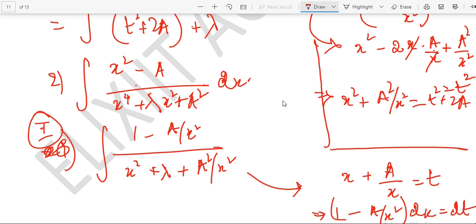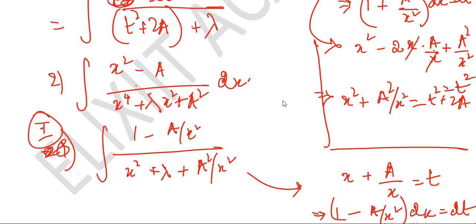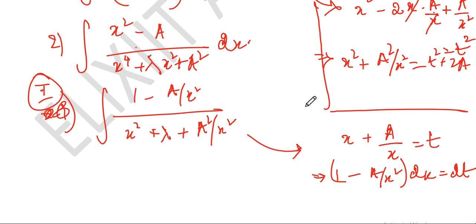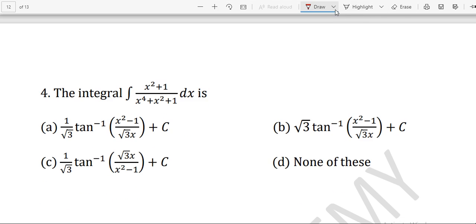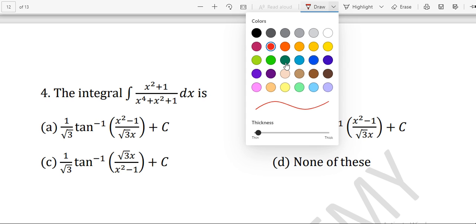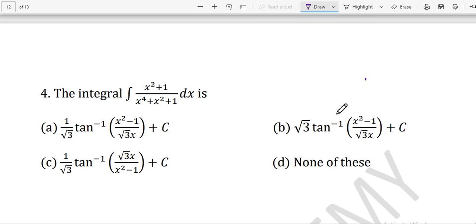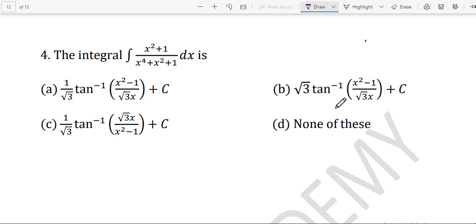That's all. Now the same process you have to apply. You have to simply square both sides, then find the value of x square plus a square by x square. That's all. So based on these we will solve the next two problems. Let's see this one. Integration of x square plus 1 divided by x to the power 4 plus x square plus 1 dx.